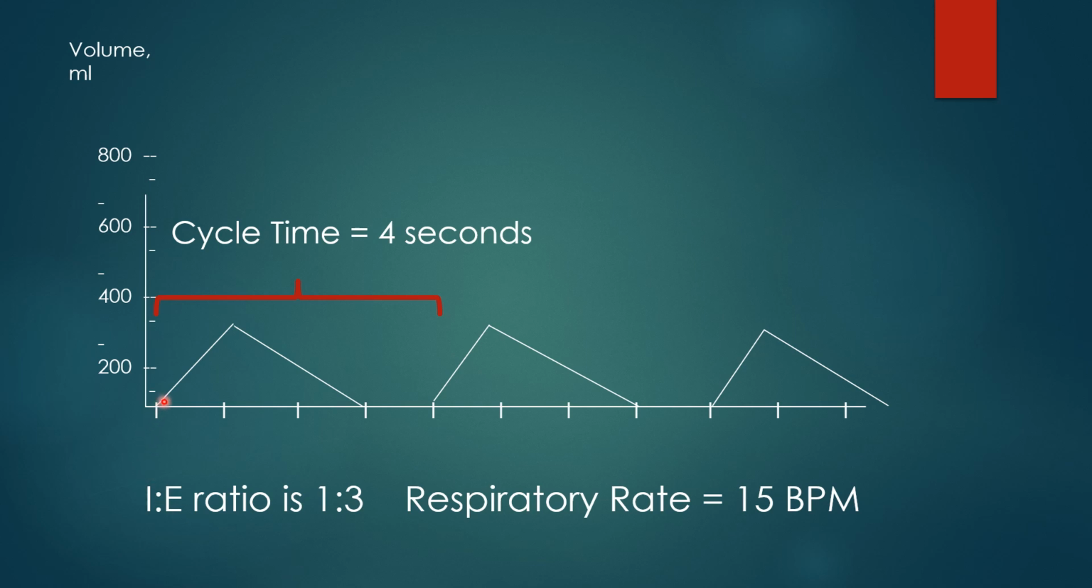So if the inspiratory time is 1 second and the expiratory time is 1 to 3 seconds, that means our cycle time is 4 seconds. And if the cycle time is 4 seconds, and since there are 60 seconds in a minute, 60 divided by 4 would be 15. So the respiratory rate here is 15 breaths per minute.